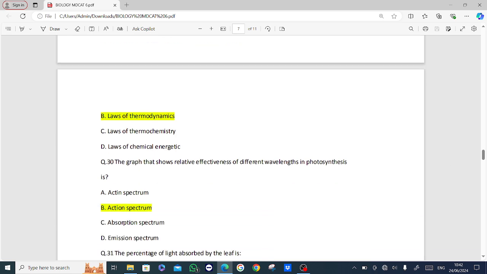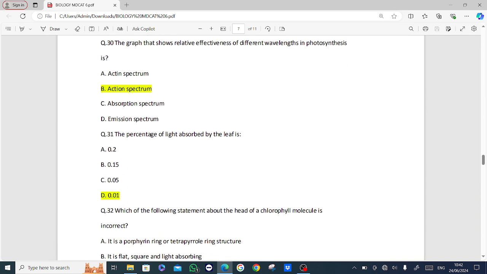Next MCQ is, the graph that shows relative effectiveness of different wavelengths in photosynthesis is. Options are action spectrum, actin spectrum, absorption spectrum, emission spectrum. Answer is option B, action spectrum.